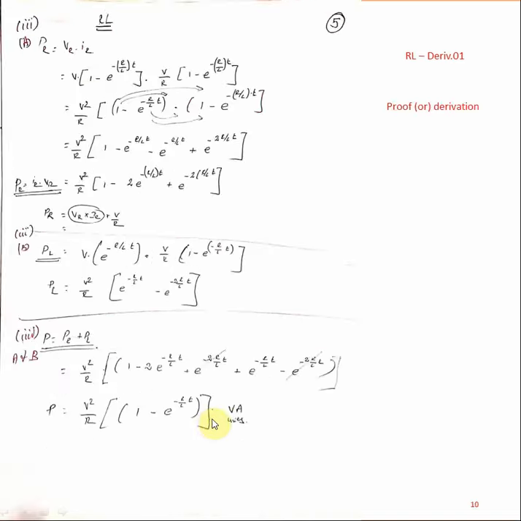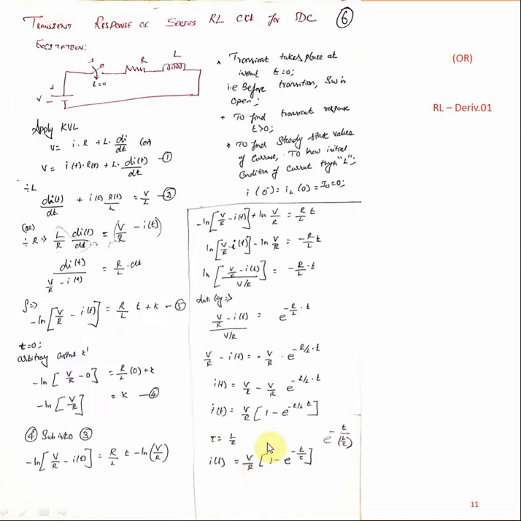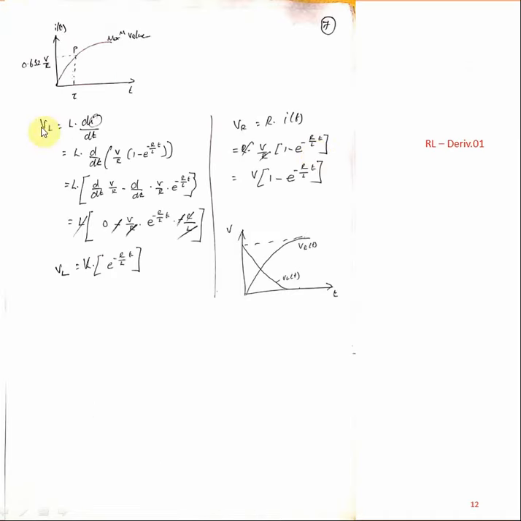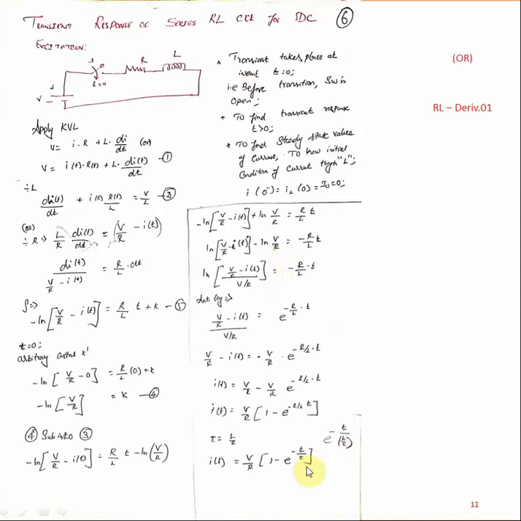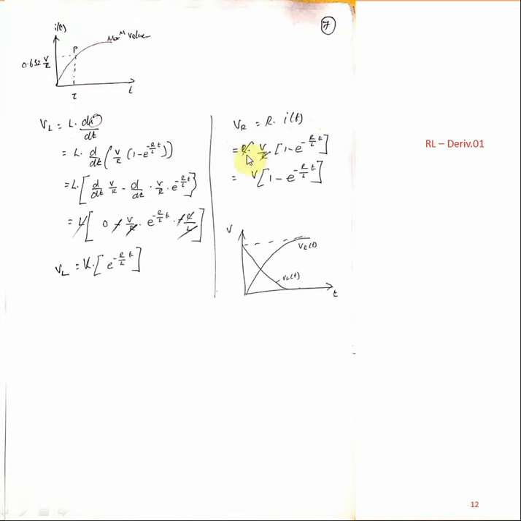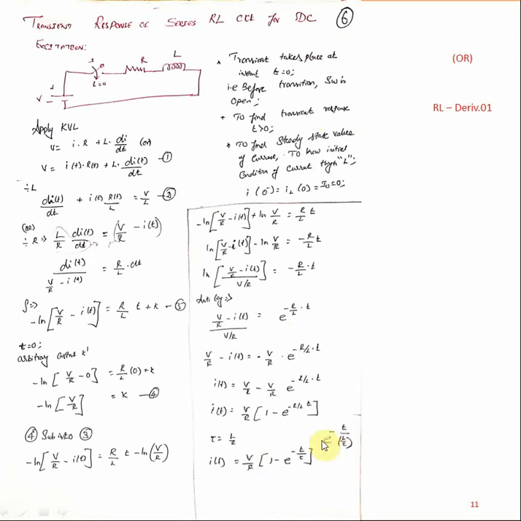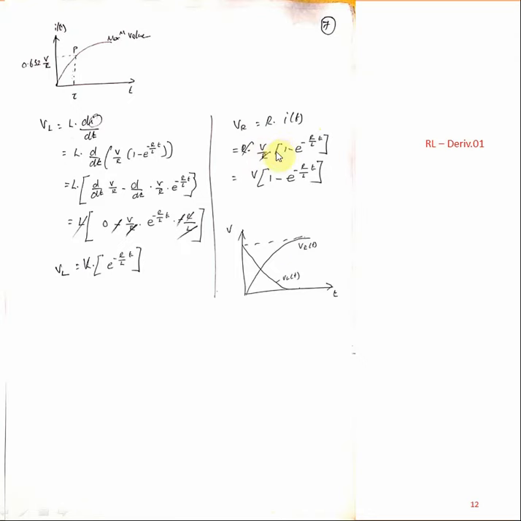So what is that one? I of t is the answer: V by R times 1 minus e power minus t divided by tau. Then VR is R dot I of t. R is constant, dot I of t. Where is I of t? This is the term, write it here. Then numerator and denominator cancel, so VR is ready. Then VL: what is VL? L dot di by dt.